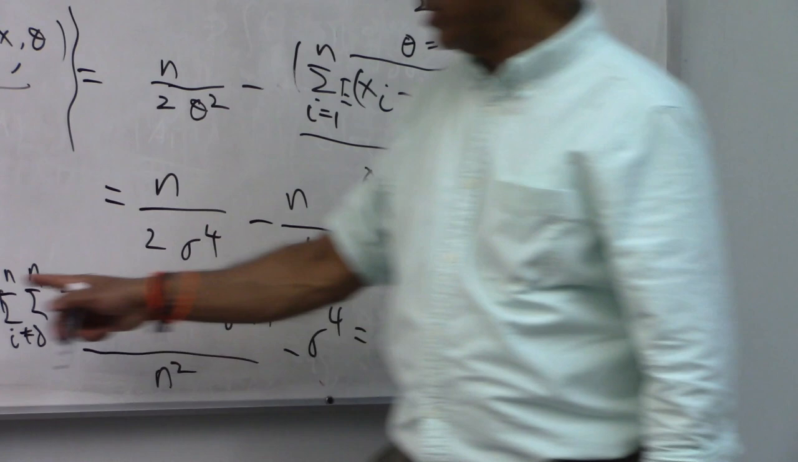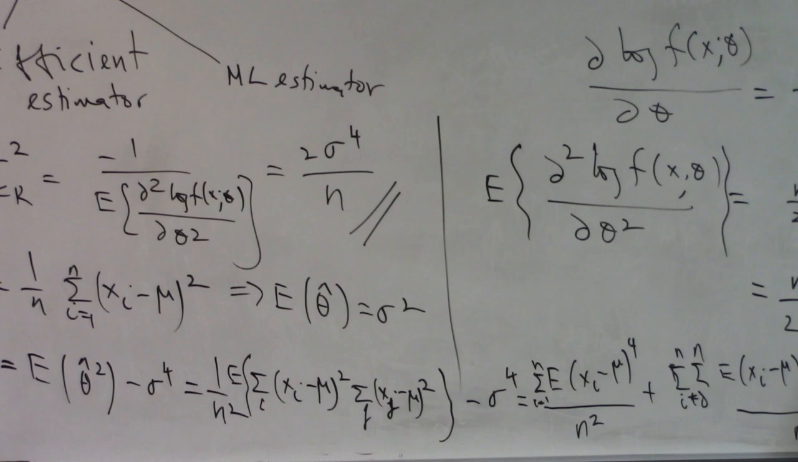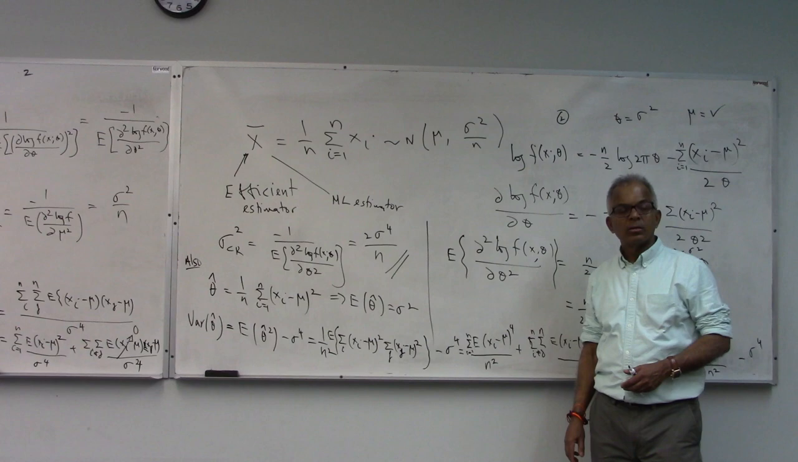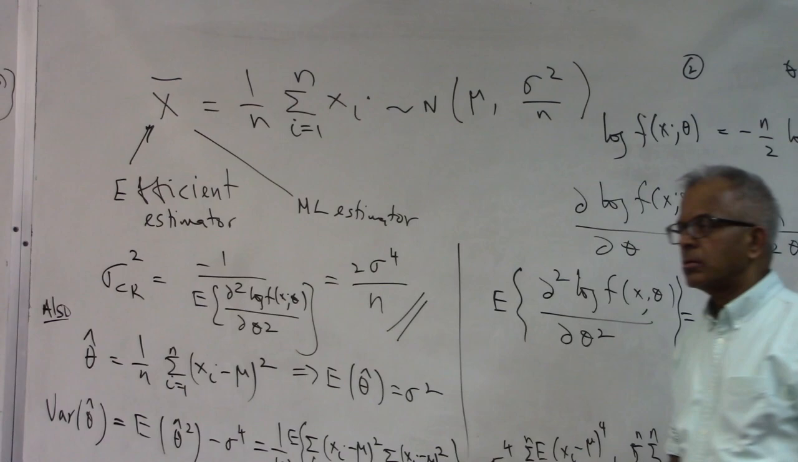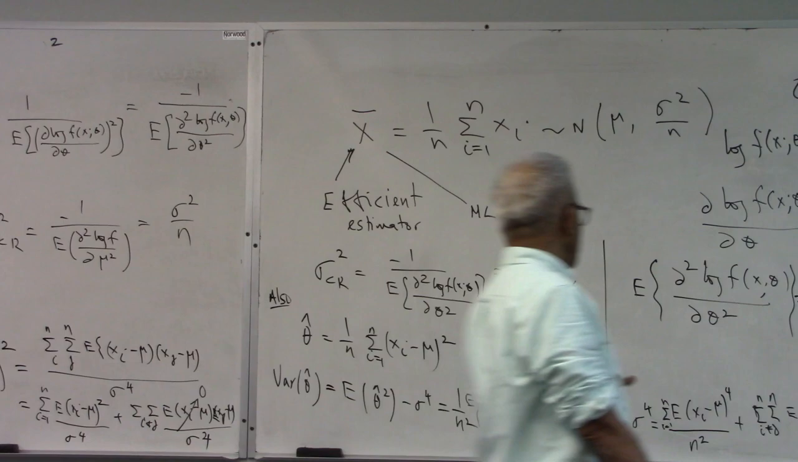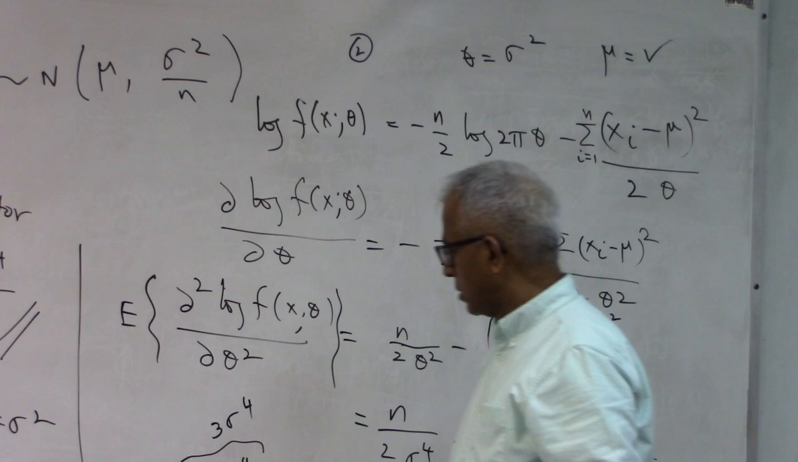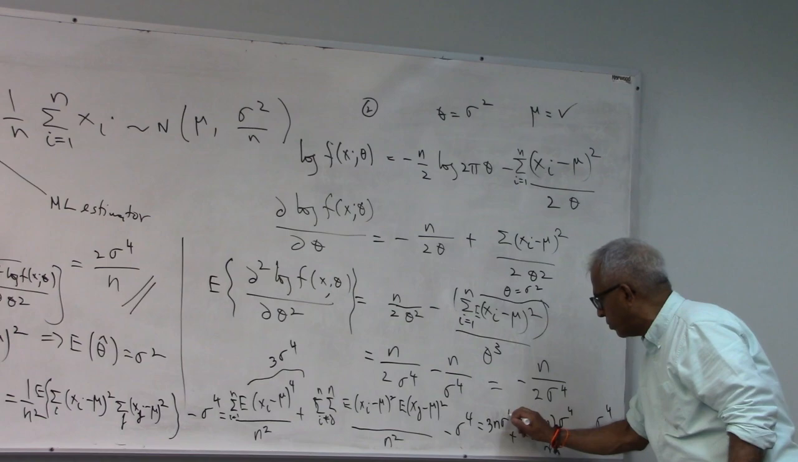And the first term is, anybody remembers what is the fourth moment? What is the expected value of the fourth moment of a Gaussian random variable? 3 sigma 4, isn't it? I think it is 3 sigma 4. Yeah, it is 3 sigma 4, right? So each one of them is 3 sigma 4. This is just a standard expression. So this is 3n sigma 4 over n squared. Now you can put it together.